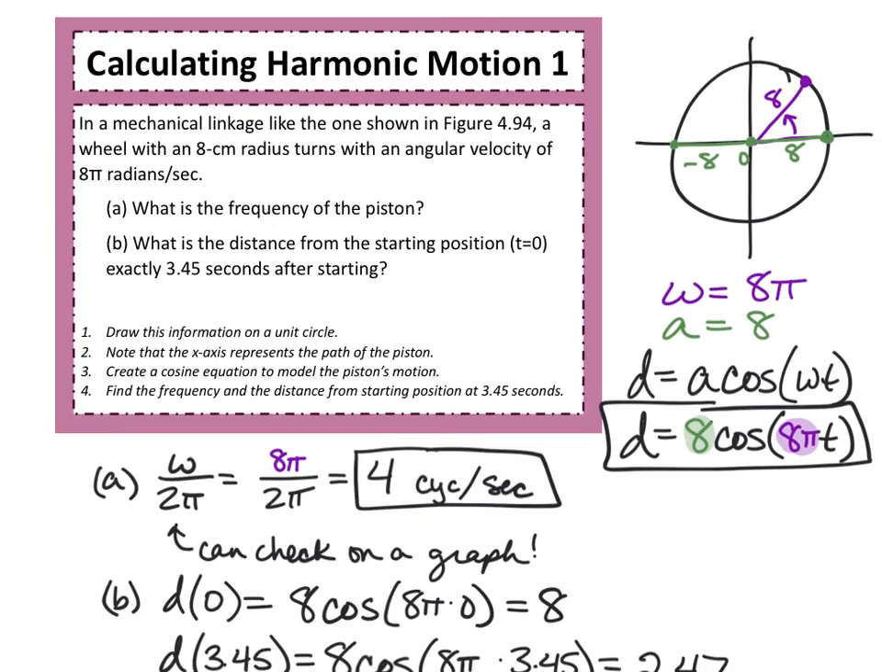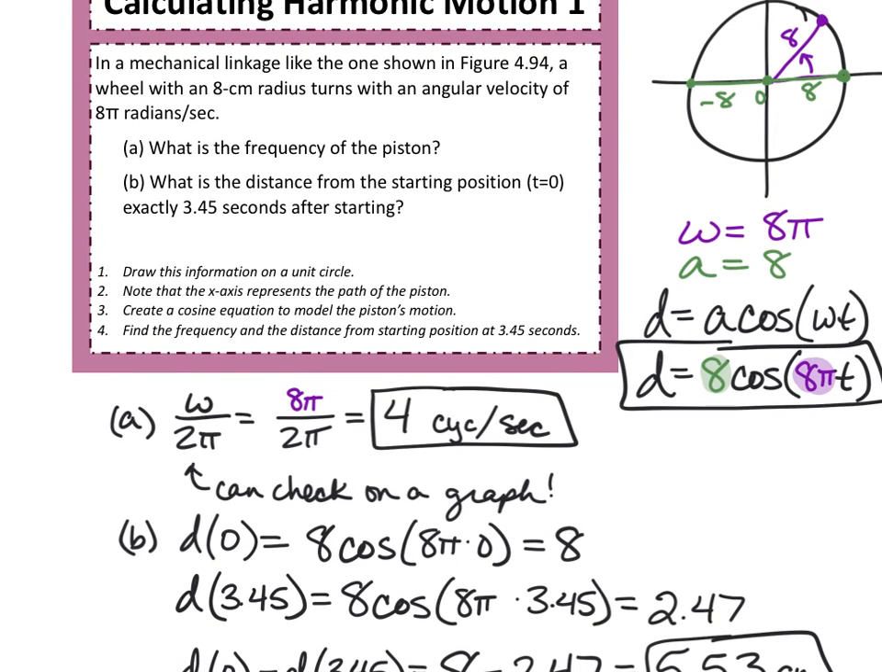So my first question here says, what is the frequency of the piston? Well, we had that formula from the other side that said omega divided by 2 pi is equal to 8 pi divided by 2 pi. So if we divide, we know that there are 4 cycles per second. And if we graphed this function on Desmos or on your calculator, you could see that in 2 pi, there's 4 waves, 4 cycles per second.